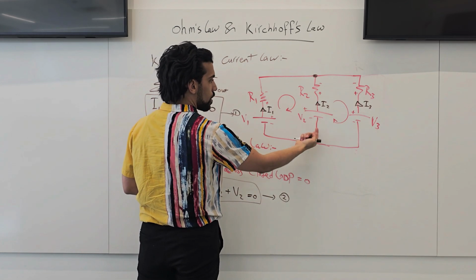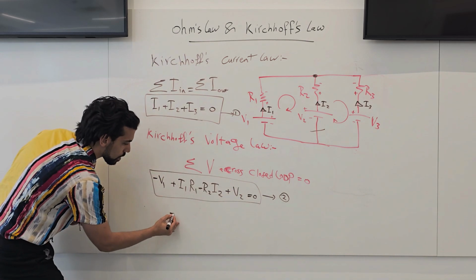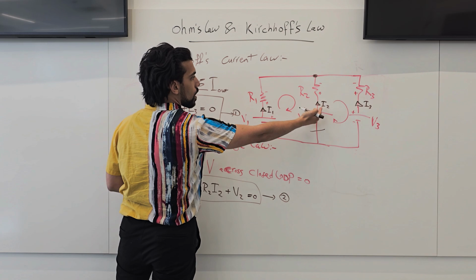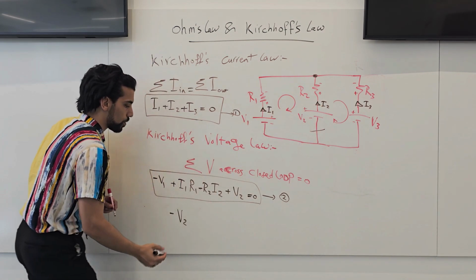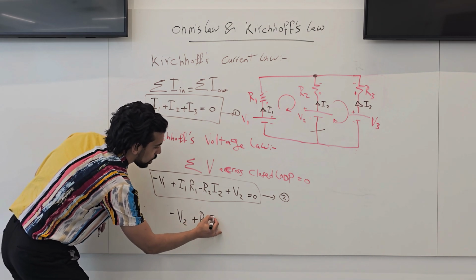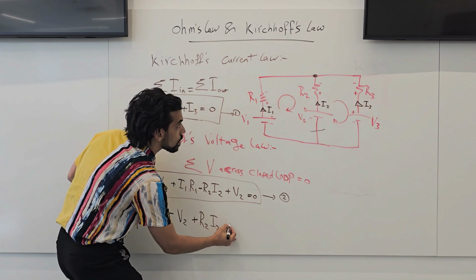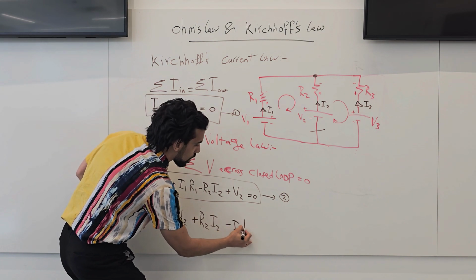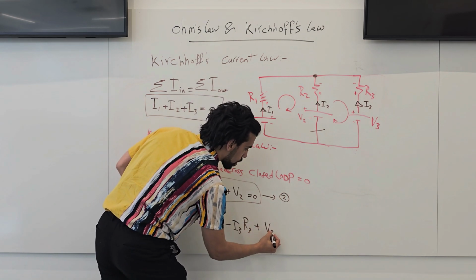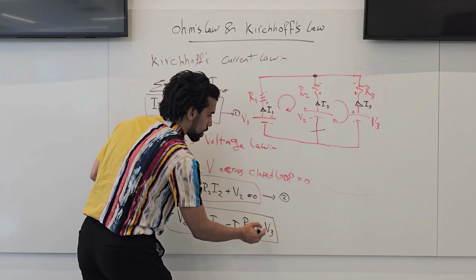So we see here, we start from here and go up. We see minus V2. Then here we see plus I2, which is basically the voltage on R2, the second resistance. So basically plus R2. Then we go in the loop here. So we see it is negative I3, then plus V3. And this is basically the third equation.